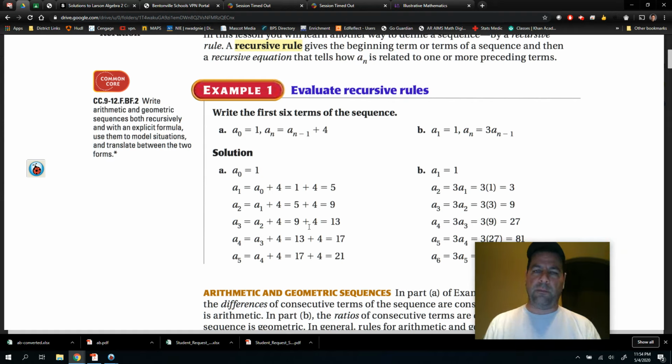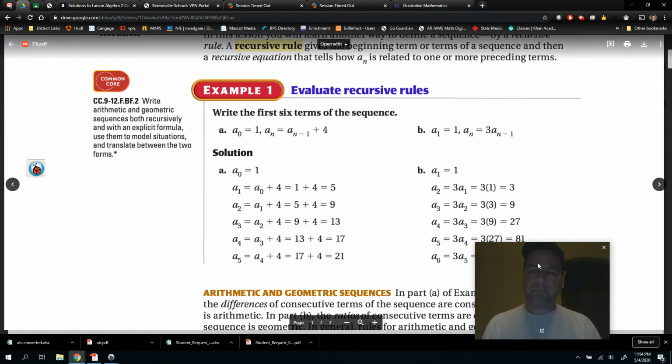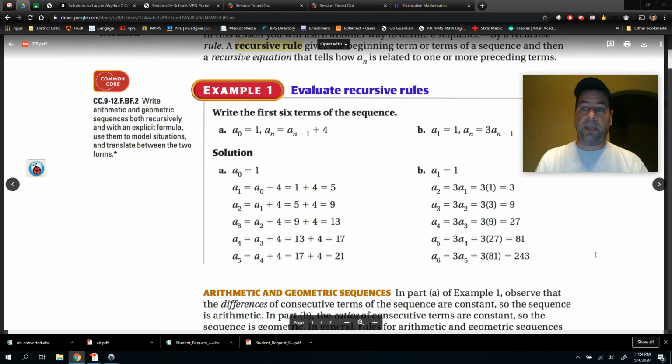Again, I don't like them as much, but that's what that is. Some of these are easier to figure out by using recursive rules as opposed to explicit rules.